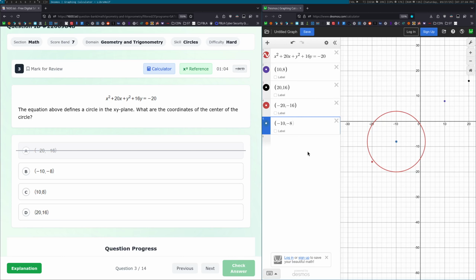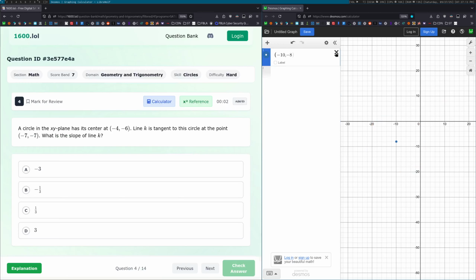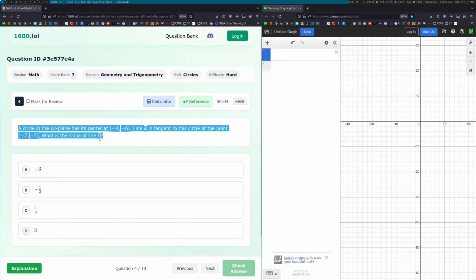There we go. Yeah, the blue one here is the right answer. We can just plot all of them and see which one is coinciding. Okay, correct. Moving on to the next one. Okay, we get another tangent line question.